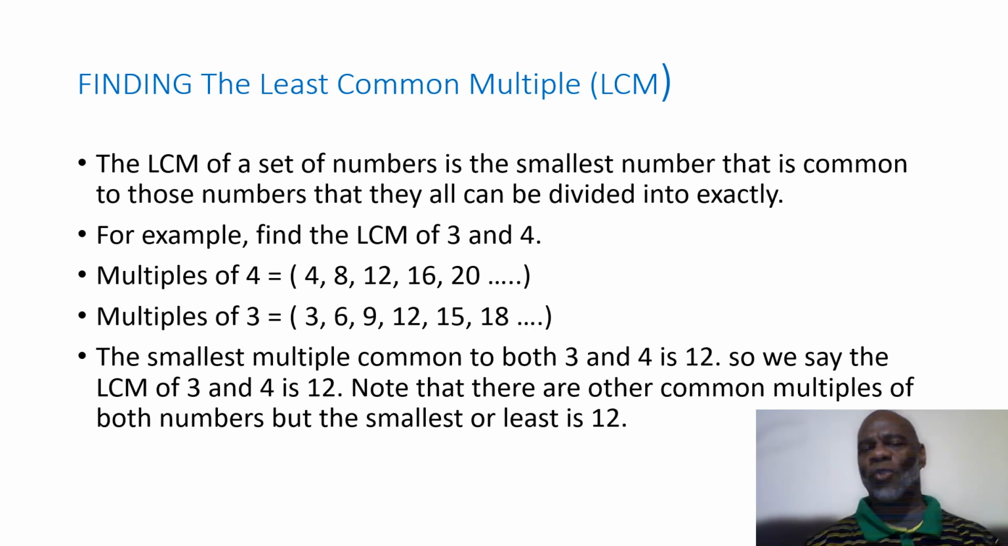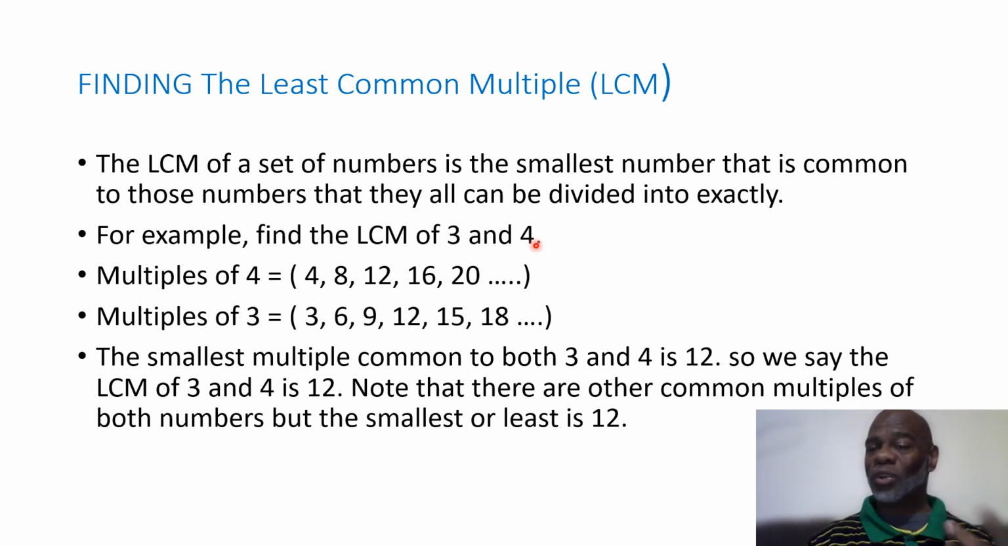Now, what is the least common multiple? If we look here, it says the LCM, or the least common multiple, of a set of numbers is the smallest number that is common to those numbers, that they all can be divided into exactly. Now let's look at the example. It says find the LCM, the least common multiple, of 3 and 4. So we want to find the smallest number that 3 and 4 will go into without leaving a remainder.